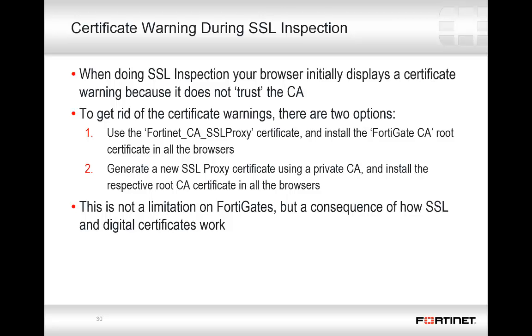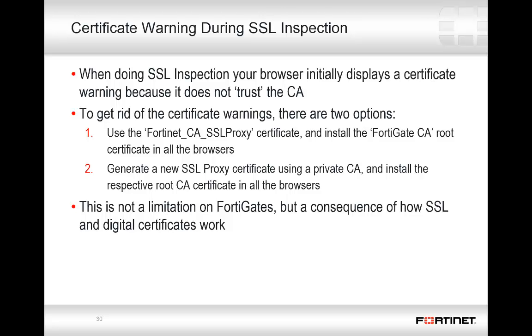There are basically two ways for avoiding these warnings. The first option is to download the FortiGate CA root certificate from the FortiGate and install it in all the workstations. FortiGate CA is the CA that is now signing the certificates. So by having its CA root certificate installed, browsers will start trusting it. Another option is to generate a new SSL proxy certificate from a private CA. In that case, we need to install this new certificate into FortiGate, configure the unit to use it for SSL inspection, and install the root CA certificate of the private CA in all the workstations.